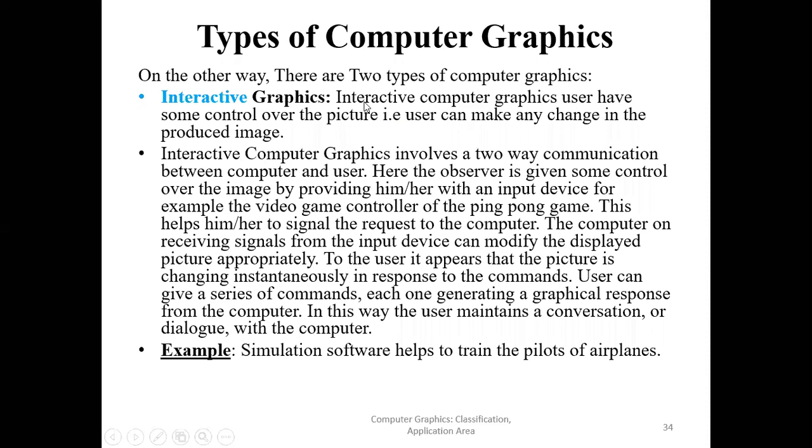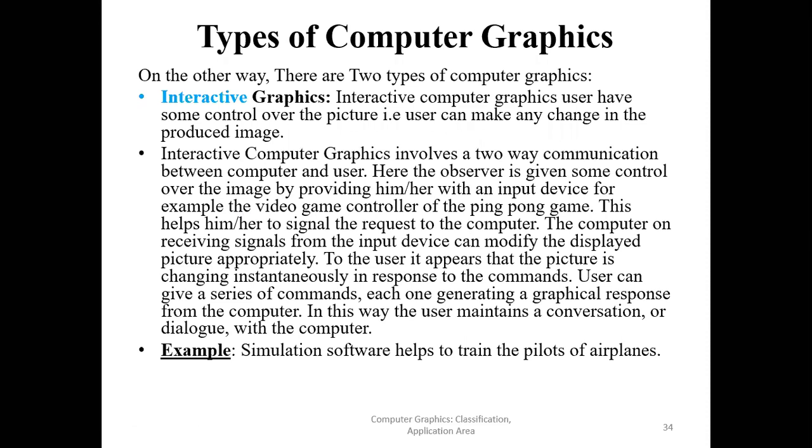Interactive graphics, where you can actually interact with the graphics, or you have some control over the picture. You can make any change in the produced image. So that is called interactive graphics. And what is interactive graphics? It involves a two-way communication between the computer and the user. Here, the observer is given some control over the image by providing him or her with an input device. For example, the video game controller of the ping pong game. If you remember, in the ping pong game, you can move the bat to strike the ball.